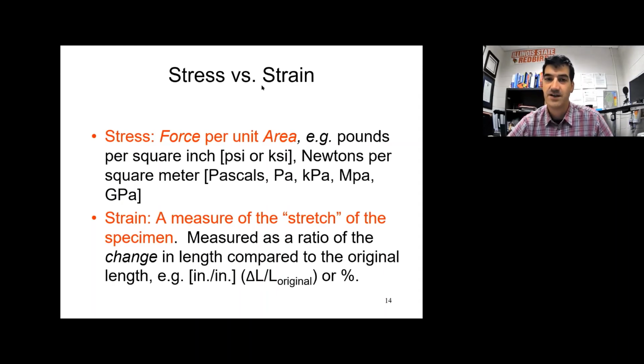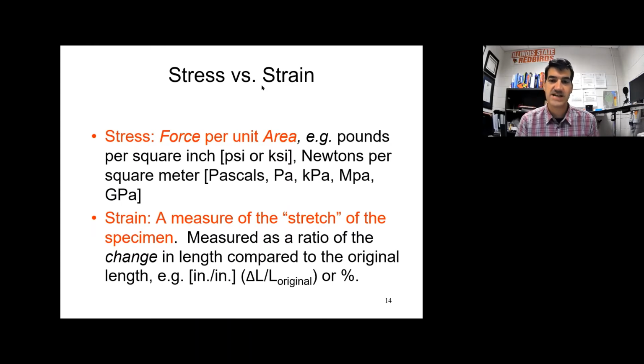In English or freedom or imperial units, your force is going to be in pounds force, and your area is going to be in inches squared. So your stress is pounds force per inch squared, or PSI. If you're in metric, then your force is going to be in newtons, capital N, and your area is going to be in meters squared. And one newton per meter squared is a Pascal. So your units for stress in metric units are pascals, or 1,000 times that is a kilopascal, or 1,000 times that is a megapascal, etc.